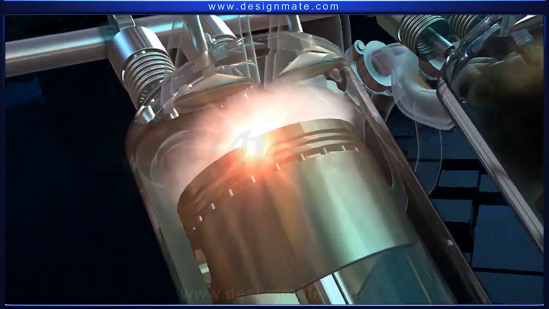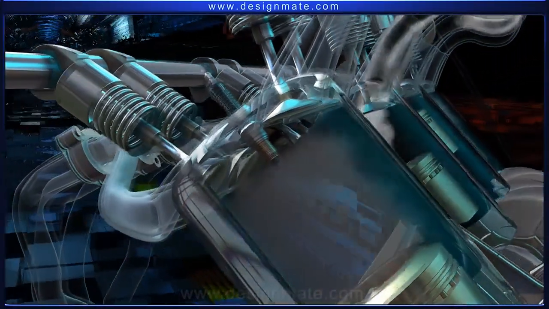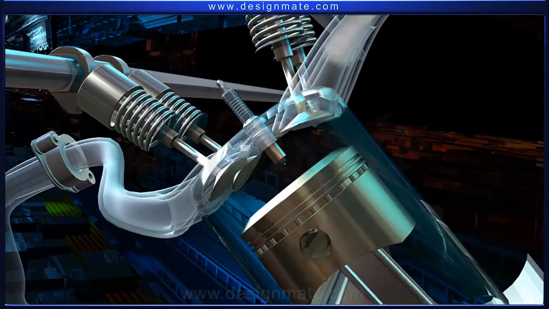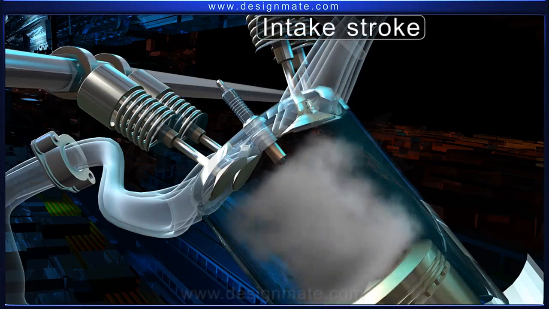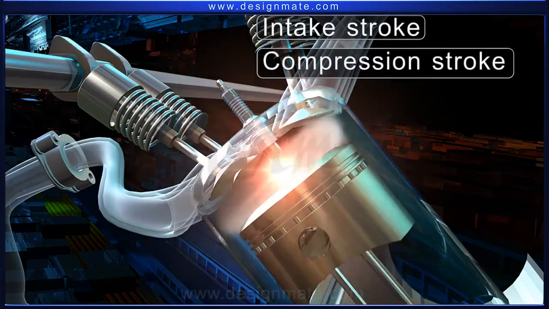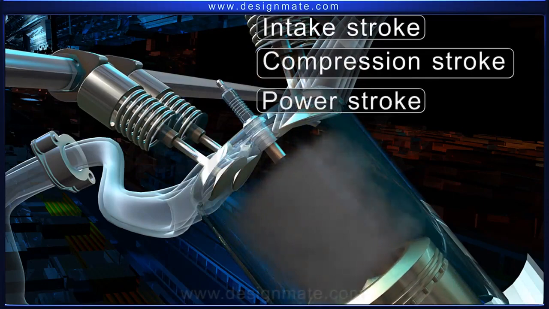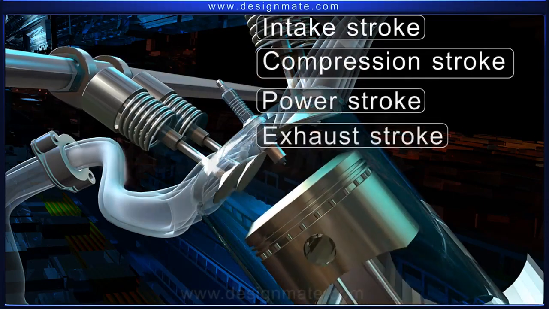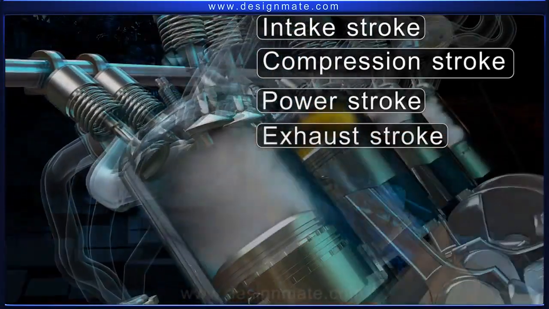And the engine cycle of an internal combustion engine consists of 4 strokes, namely intake stroke, compression stroke, power stroke, and exhaust stroke. It is called a 4-stroke engine.